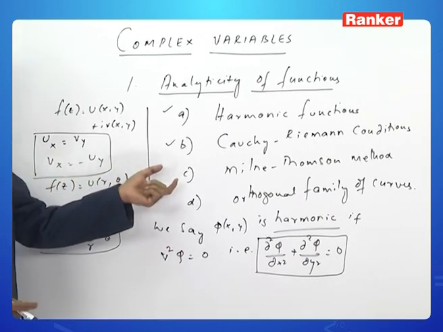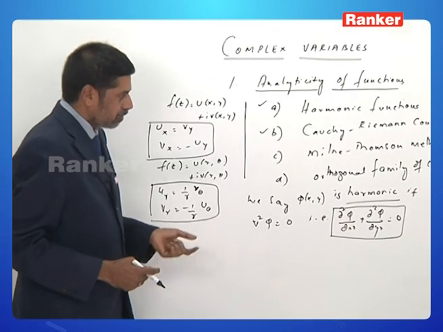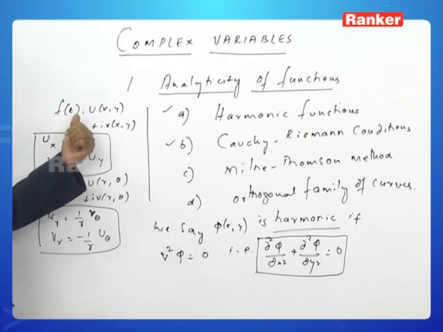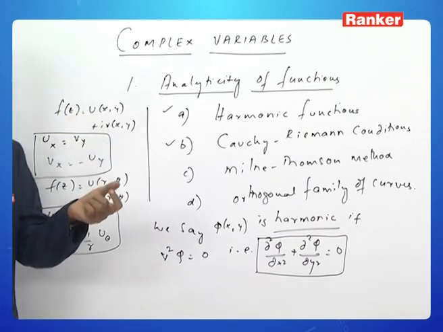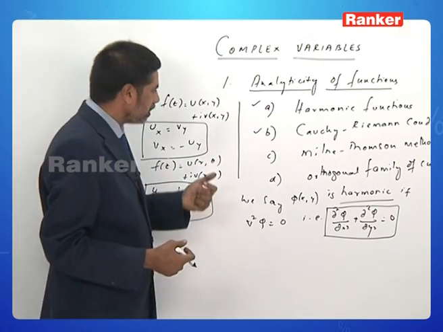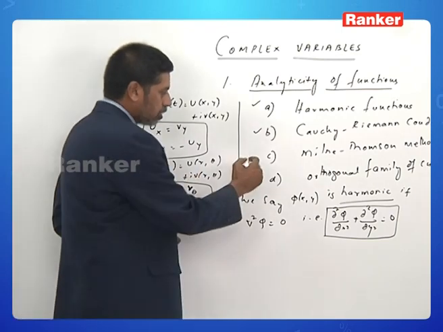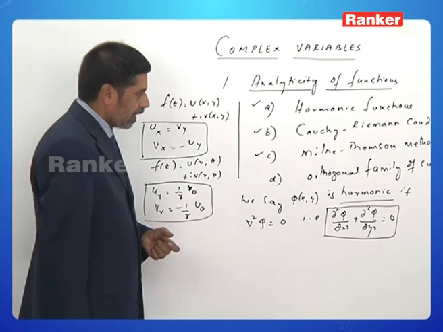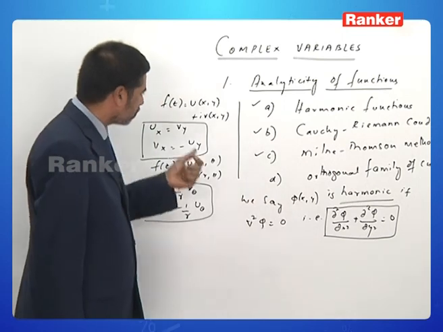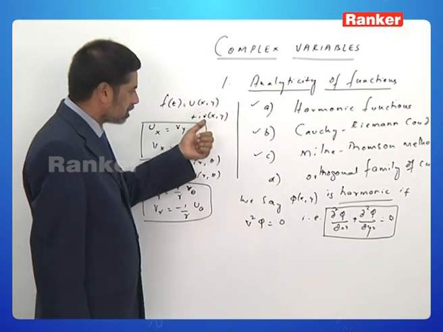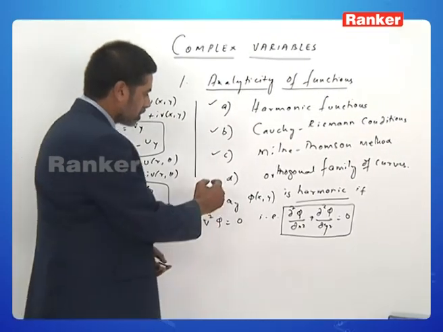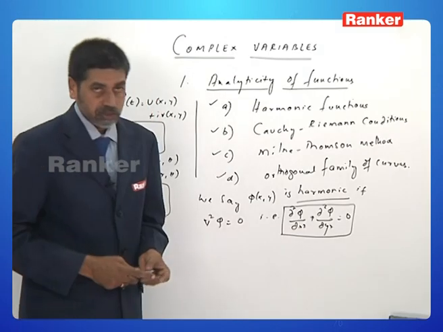Then of course, we will be discussing the Milne-Thomson method, which is used to construct the analytic function f of z when u is given or v is given, or a linear combination like u plus v or u minus v given, we can determine what is f of z. That is where the Milne-Thomson method will be useful. And another concept is the orthogonal family of curves, in which if f of z is analytic, u and v will be such that they are orthogonal to each other. So based on these four topics, we will have a small exercise now. So let's start the problem sequence.